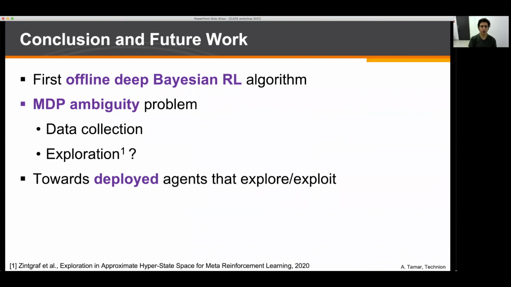So to conclude, this is the first offline deep Bayesian RL algorithm. And the key to making it work is solving the MDP ambiguity problem. We solve it through data collection. It's interesting to see whether exploration could also be used to solve this problem. And we think that this is a step towards deployed agents that can actually explore efficiently in a new environment.